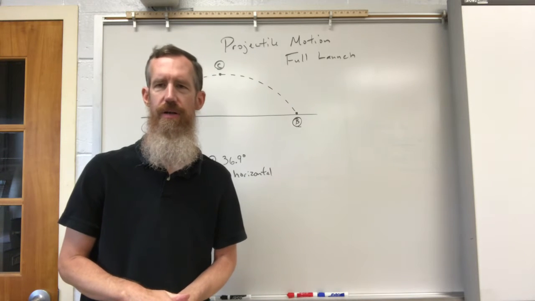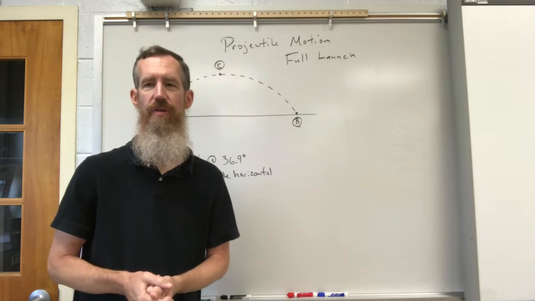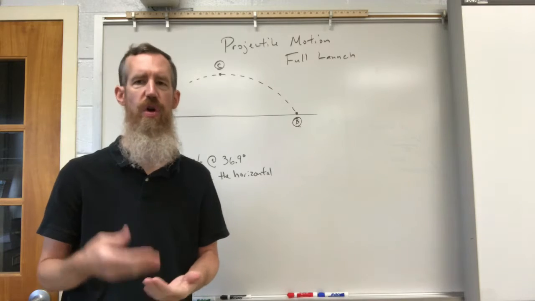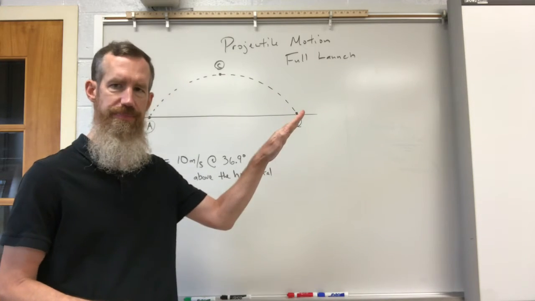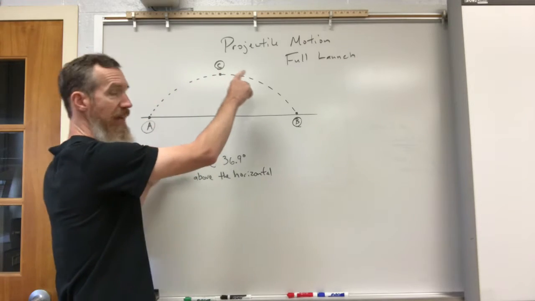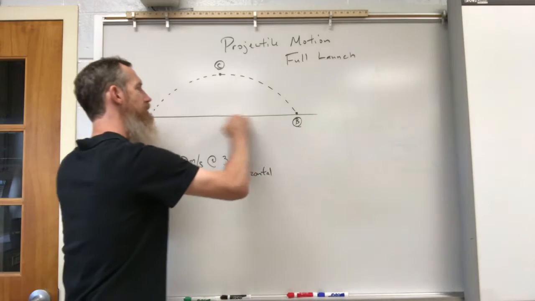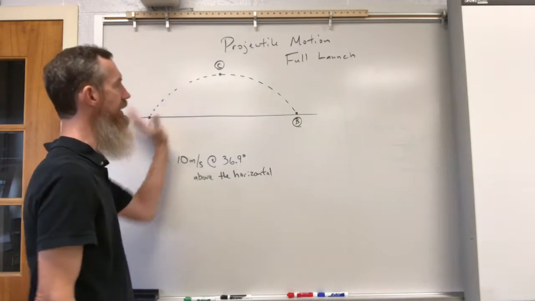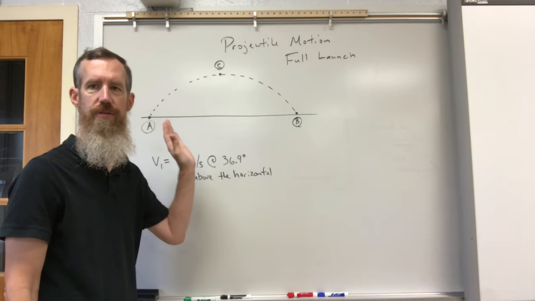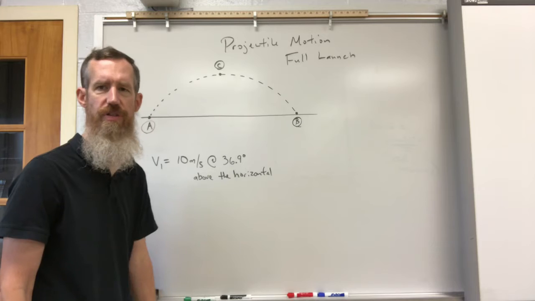Well, today we're going to embark on what I call the full launch, where you're going to have an object kicked or thrown or launched at an angle, and then it's going to travel in that nice parabolic shape, a nice arc over level ground, and land somewhere down the field or over the ocean or wherever you're launching the object.